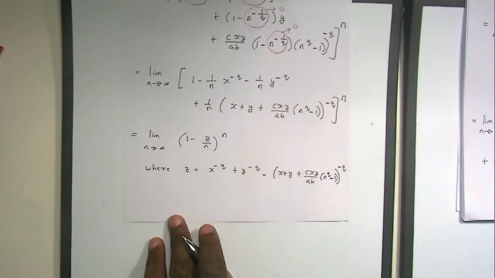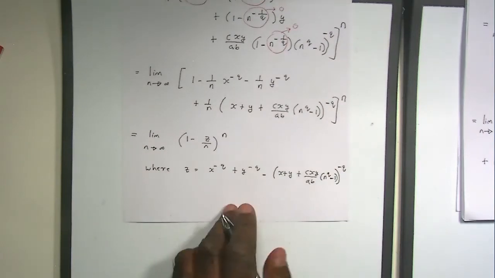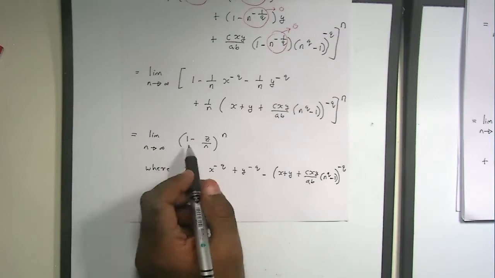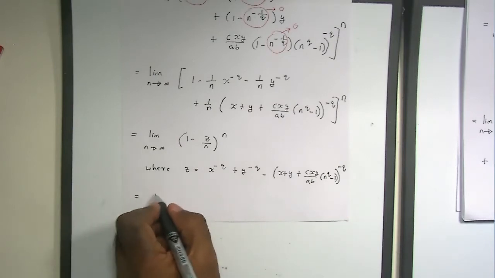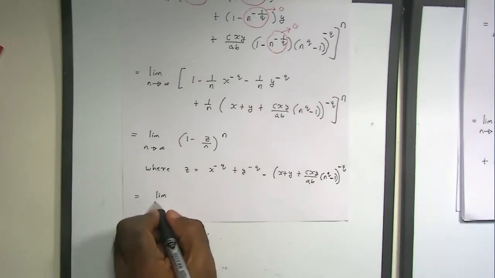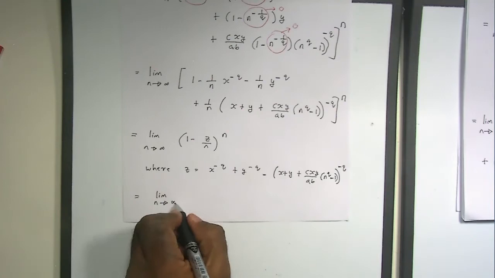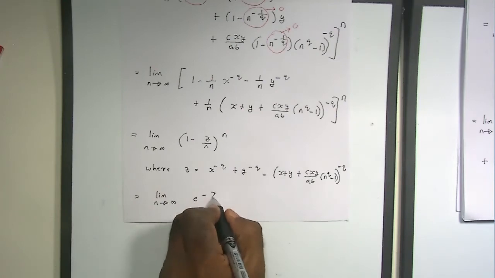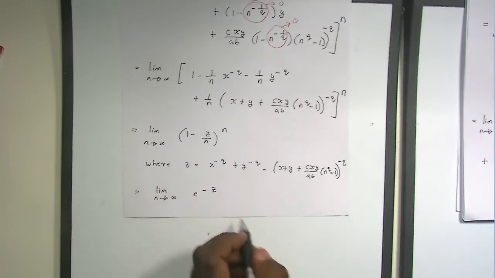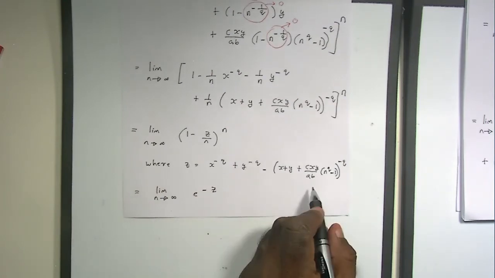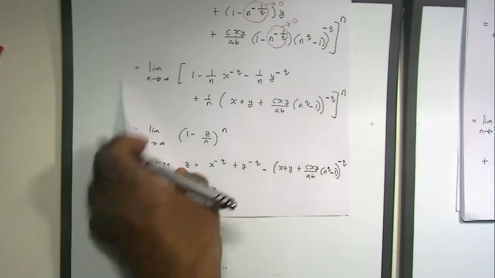Okay. All right, this is your z. Now we know that the limit of this is okay, but z itself depends on n, right? So to finish things up, what you have is the following.